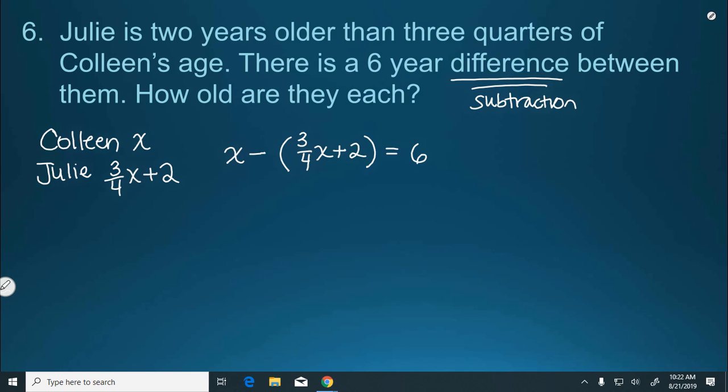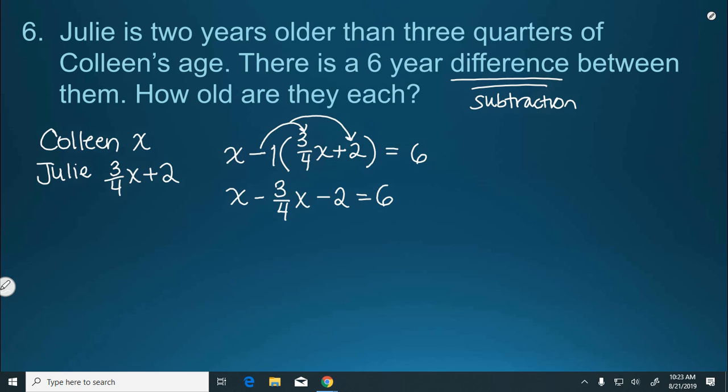Now we have a minus sign outside parentheses. This is something that always throws kids off. You kind of just want to drop those parentheses, but if you drop them, you're actually not going to get the right answer. It's a very common mistake. If you have the minus outside parentheses, think of it as having -1, and you have to distribute that -1. So now I get X minus 3/4 X minus 2 equals 6. It just switches the signs of everything inside the parentheses.